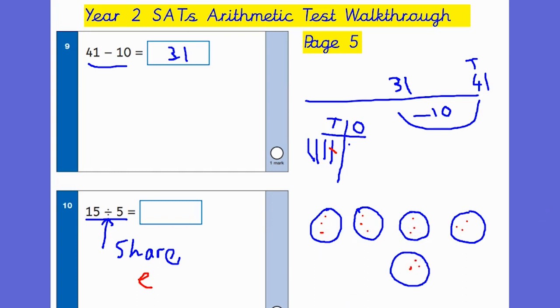And what the children should be learning is that when you're sharing these out, okay, the answer is going to be how much one person would get. If you share them equally, what is it in one group? So here you can count one group, 1, 2, 3, and that would give us an answer of 3. So that is the method we would teach them in school. And we would teach them that symbol there means to share.